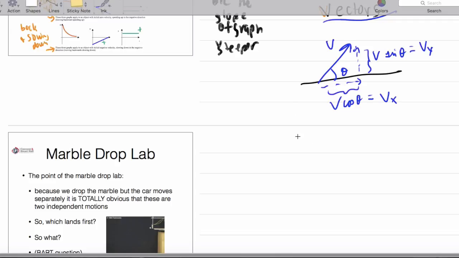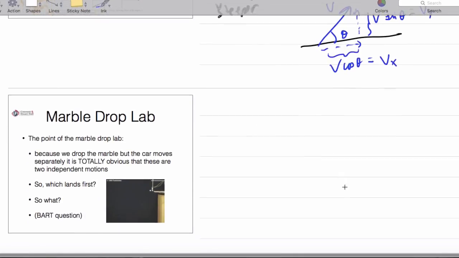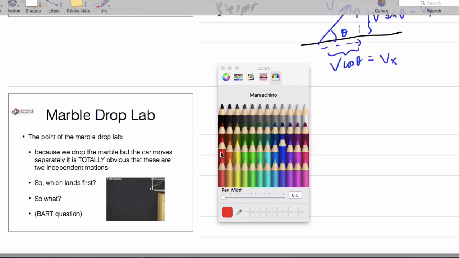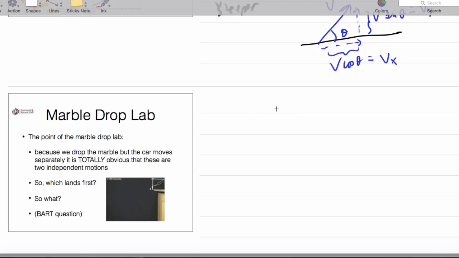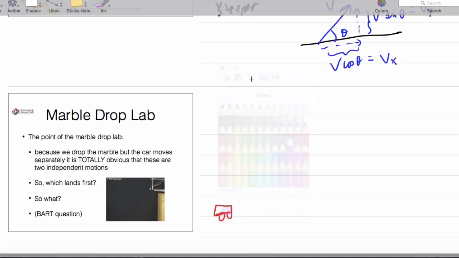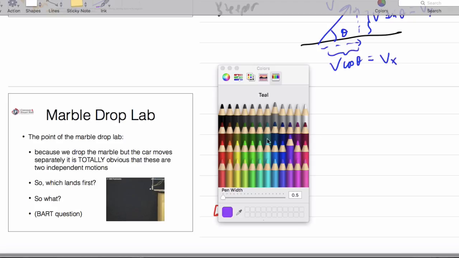Then we did that little bit of practice with vectors. We broke for lunch after practicing vectors, and then we did our marble drop lab. So if you recall, we had a lab where you had a little buggy, and you had a marble. And the idea was that the marble dropped, and the buggy had to roll up and catch it.